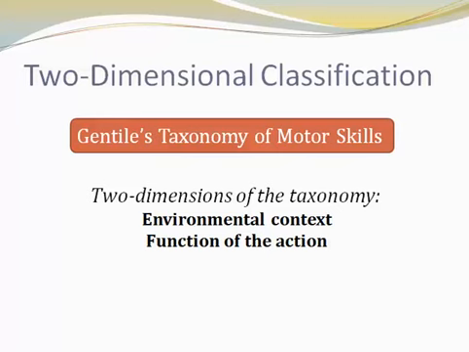So this system of classification can be described as being organized according to relationships among the component characteristics of what is actually being classified. The two dimensions of this taxonomy are the environmental context and the function of the action. Each of these dimensions has two characteristics, so we'll be looking at each of those. Ultimately, because there are two dimensions and each has two characteristics, we end up with 16 skill categories that are created by the interaction of these things.